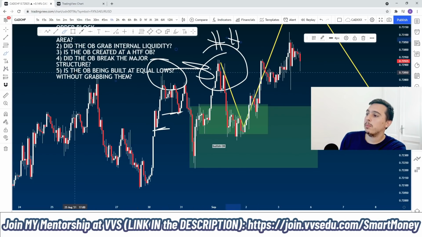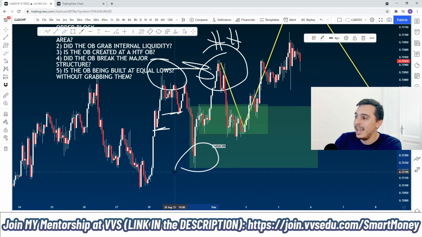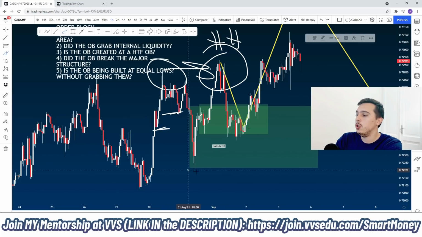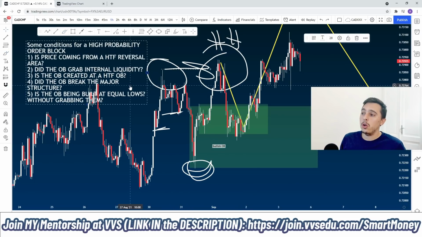Now, is the order block being built at equal lows? So in other words, is there sell-side liquidity in this case that needs to be grabbed? And the answer is no. You can see we don't see any equal lows here. So there is no reason to think that price is going to go below this level. So all in all, this is for you to be able to increase your win ratio.